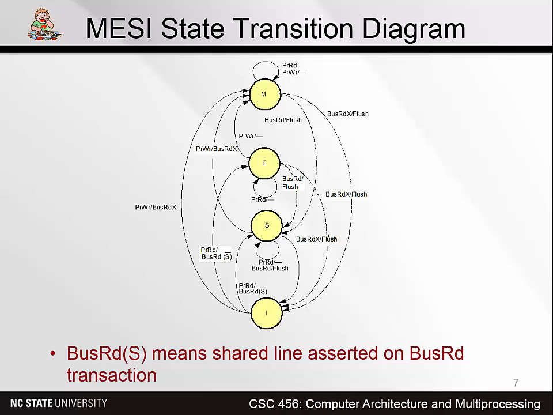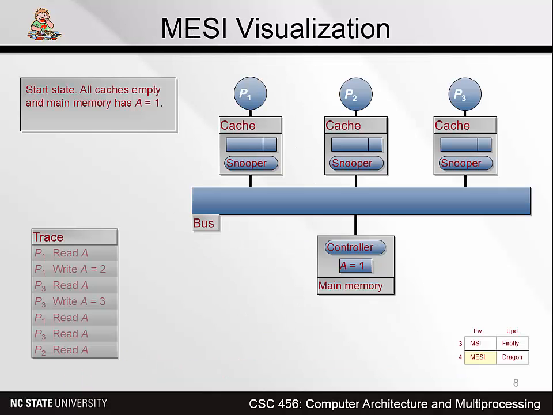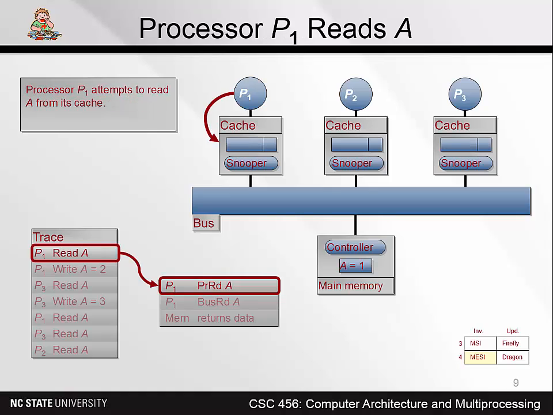The E state is next because it can transition to M without a bus transaction. S is next, and I is again at the bottom. The edges on the left side of the diagram represent processor-initiated transactions, and the edges on the right side represent bus-initiated transactions. When our animation starts, all caches are empty, and the value of A in main memory is 1.